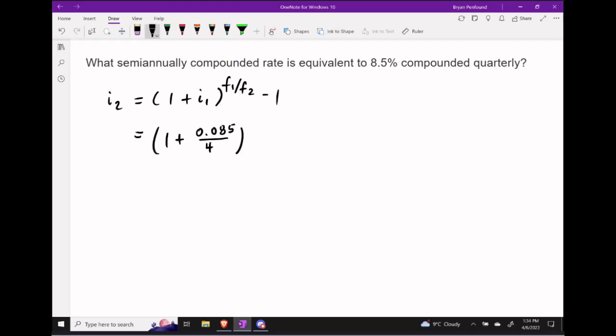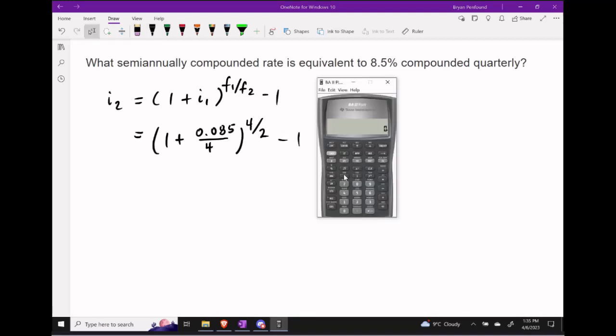I2 is the rate that we're hoping to get. This is the semi-annual compounded rate. I1 is the rate that's given to us, in our case 8.5% compounded quarterly. This means that F1, the frequency of the rate that's given to us, is 4, and F2, the frequency of the rate that we're hoping to get to, is 2, or semi-annual compounds. Let's go ahead and start putting this into our calculator.